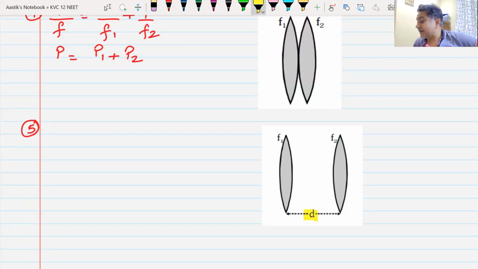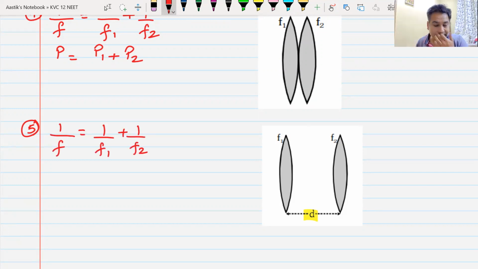Remember, see that this combination also behaves as a lens. And if I want to find out the focal length of this lens, I can find it out by this formula: 1 by f will be 1 by f1 plus 1 by f2. Up till here, it is the same as the previous formula. Minus d by f1 f2, that is the term that gets added here, where d is the distance between the two lenses, and f1, f2 are their focal lengths.